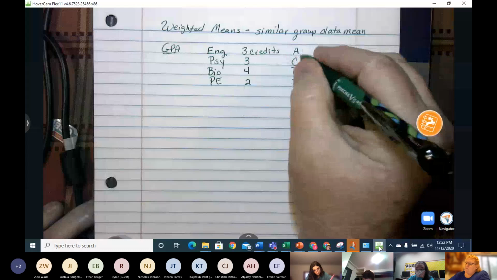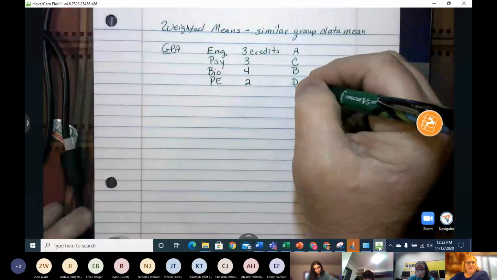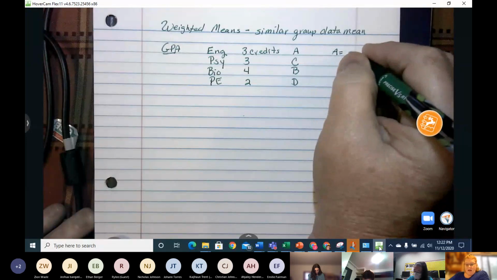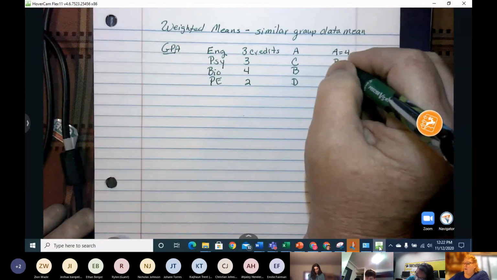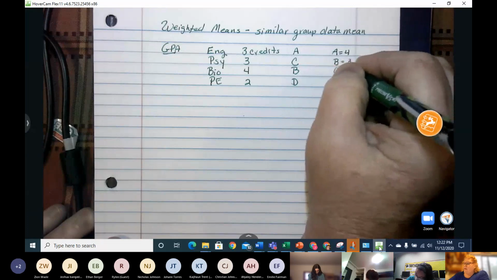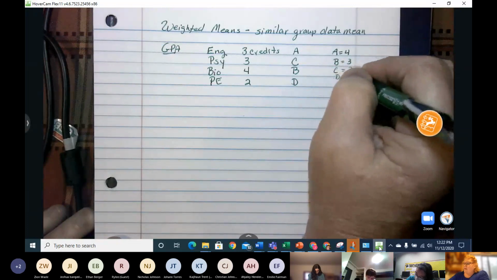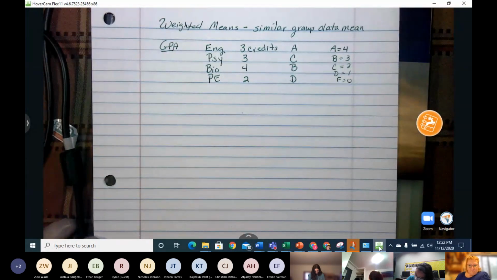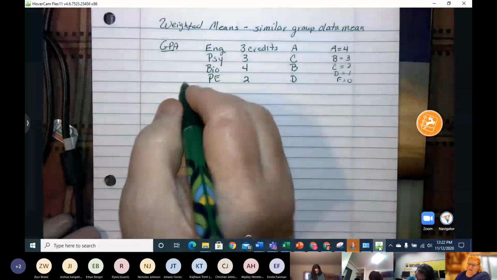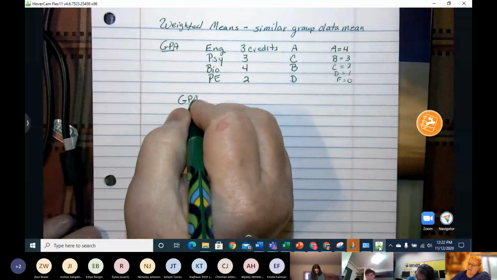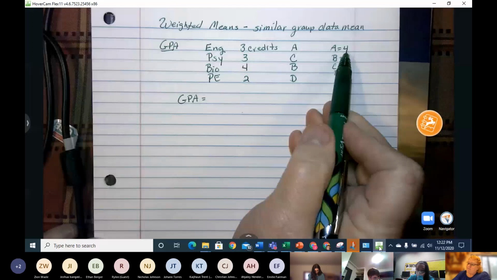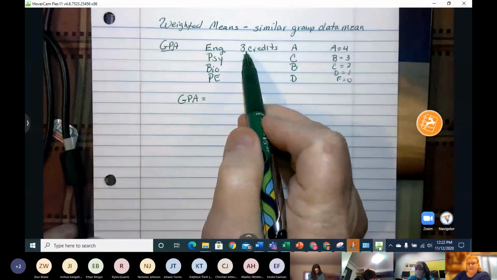One thing to keep in mind, each of these grades have some kind of scale that goes with it. Typically, not always, but typically an A is 4 points, a B is 3 points, a C is 2 points, a D is 1 point, and an F is 0 points. And we use that scale to replace the letter. And so in order to compute the GPA, or the weighted mean, we would multiply the value of the grade times the credit.